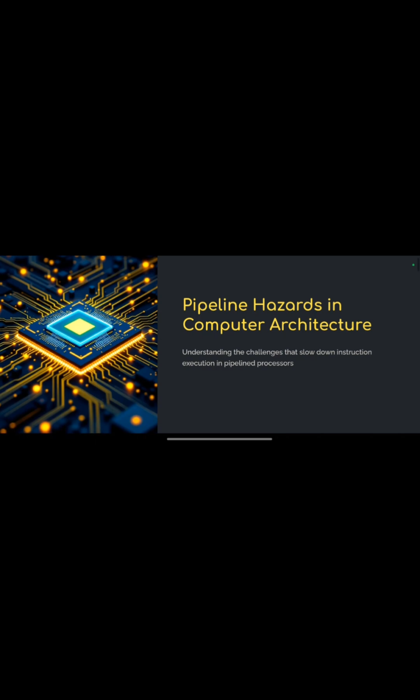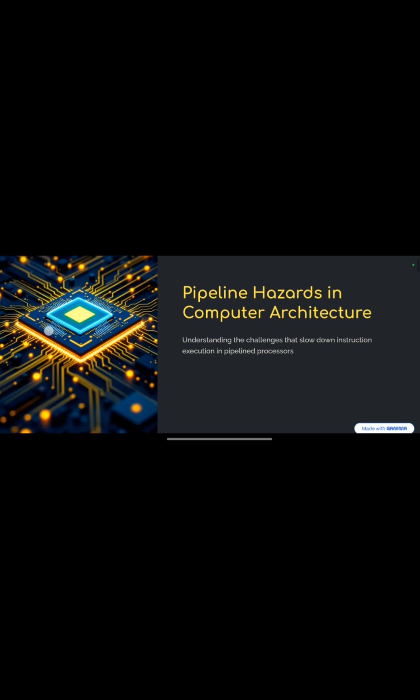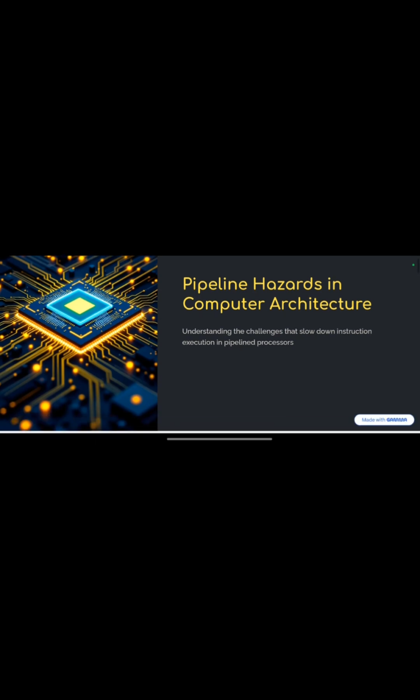Hello everyone, today I am going to explain about pipeline hazard. In computers, pipelining is used to execute multiple instructions faster, but sometimes problems occur that slow down this process. This problem is called pipeline hazard. In this presentation, we will understand what these hazards are, why they happen, and how to solve them.